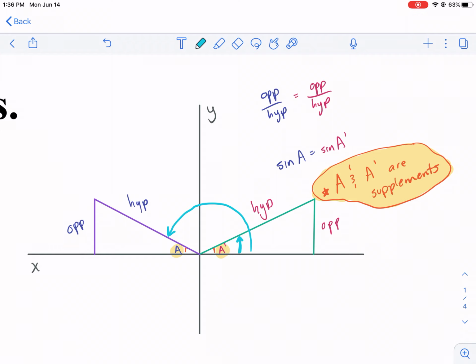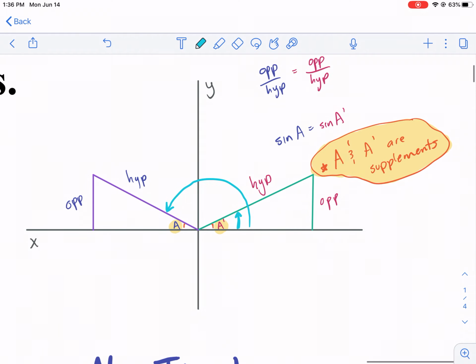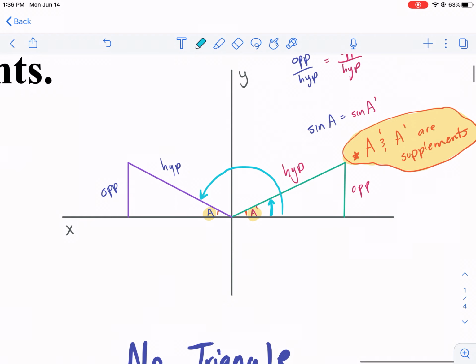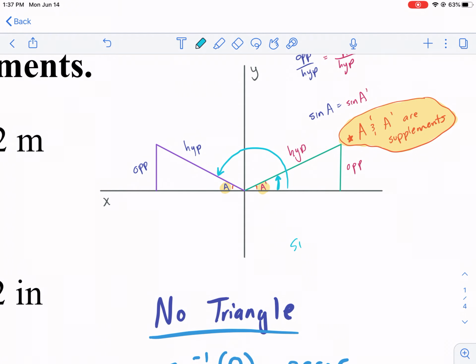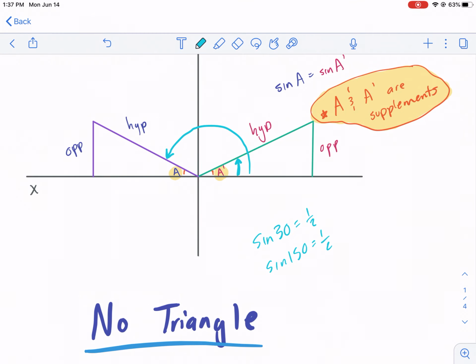The other thing about this is there's two different triangles, that's what I mean by you can have two different triangles with the same sine. So the sine, for example, just as an example, sine of 30 equals 1/2, and then the sine of 150 is also equal to 1/2, or 0.5. Notice how 30 and 150 are supplements. So that's all I was saying when I was talking about that.